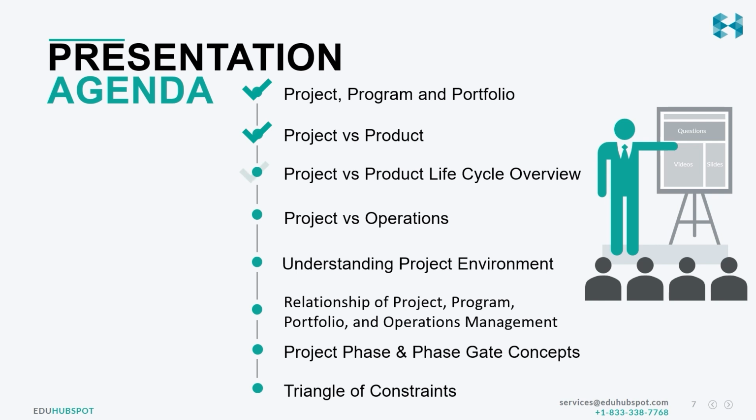We will go over the life cycle overview. We'll understand the difference between project and operations. We will understand what the project environment is, the internal environment, the external environment, the relationship of operations with project, program and portfolio, and the phase gate. We will also talk about the phase gate, the Q gate as it is also known, and finally we will end this topic in this chapter with your triangle of constraint, the iron triangle. Let's go over it step by step.